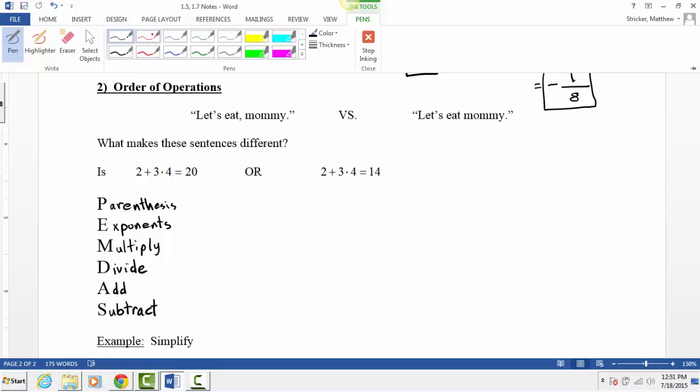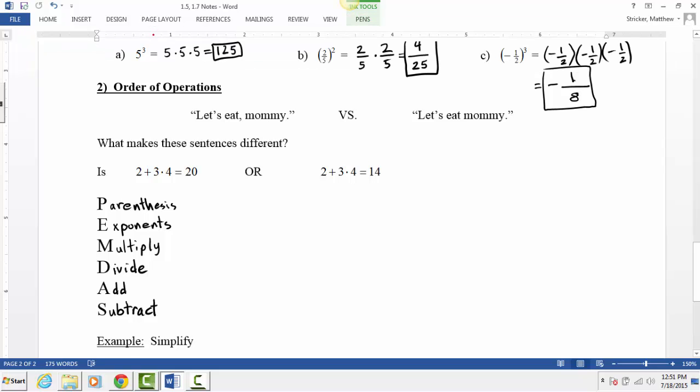Now, it is a little bit more than this though, because when we're talking about parentheses, we're talking about things that are more than just parentheses. So we could be talking about parentheses, something in there, but we could also be talking about brackets, or we could be talking about a fraction bar, something like 2 plus 3 over 5. That means that we have to group the top and add it first before we can divide. So things like that. Also, one more, absolute value.